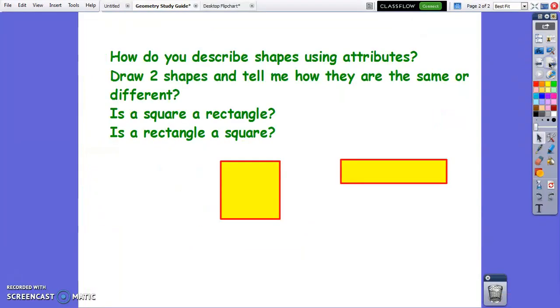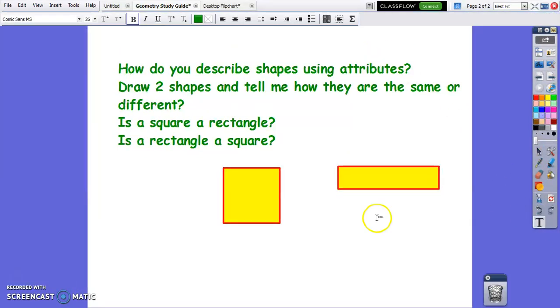So let's go to the next page. Our first question is, how do you describe shapes using attributes? Well, we have learned many different words to describe attributes. And I always like to start with the first one. Is it a polygon? Is it a closed shape? Yes or no? You can describe it like that. Does it have parallel lines? You could describe an attribute like that. Parallel lines like on a square.